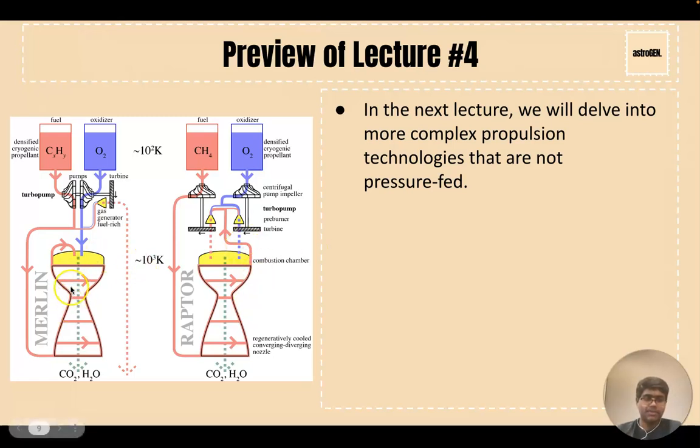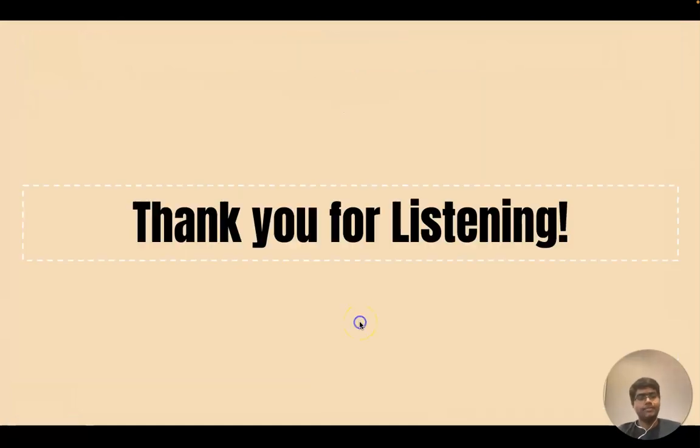Here are two examples. We have the Merlin engine and the Raptor engine. I'll explain exactly how some of these engines work in the future. This right here, just for preliminary knowledge, is an open cycle engine. This right here is a full flow staged combustion cycle, one of the most complex engines ever made. So yeah, that sums it up.